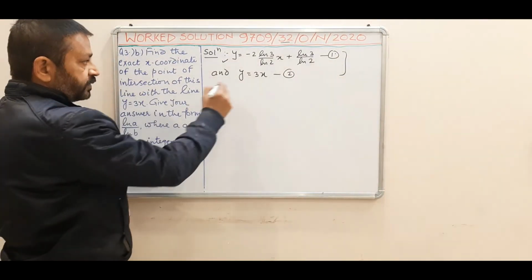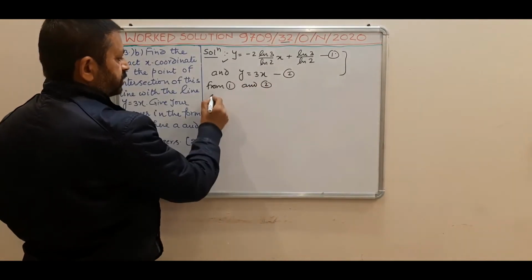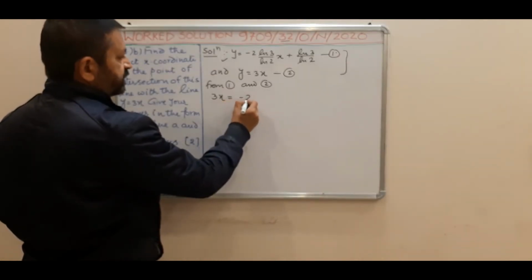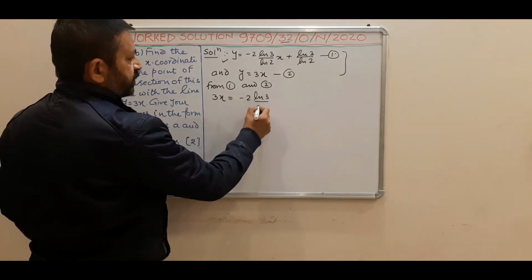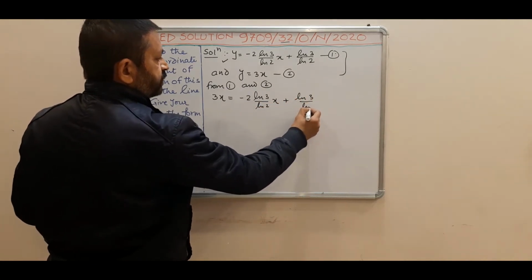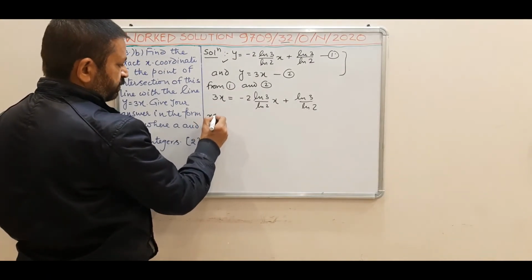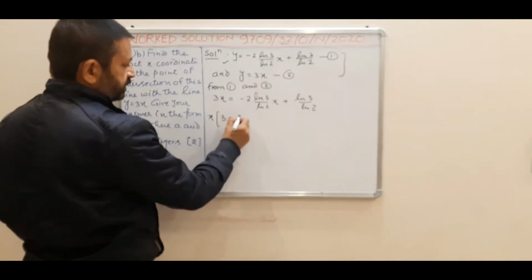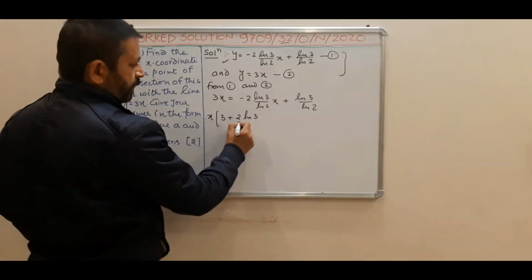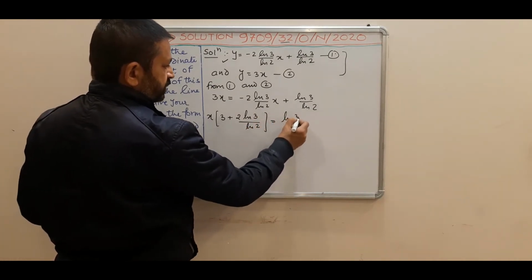Okay, so we'll solve them simultaneously, on equating from 1 and 2. It will become 3x is equal to minus 2 times ln 3 upon ln 2 x plus ln 3 upon ln 2. Shift the term with x to the left hand side. x will be common in these two, so it is 3 plus 2 ln 3 upon ln 2 is equal to ln 3 upon ln 2.